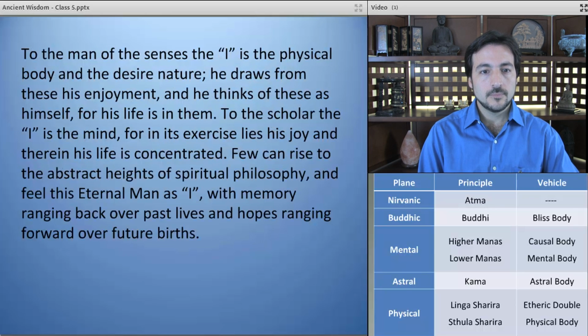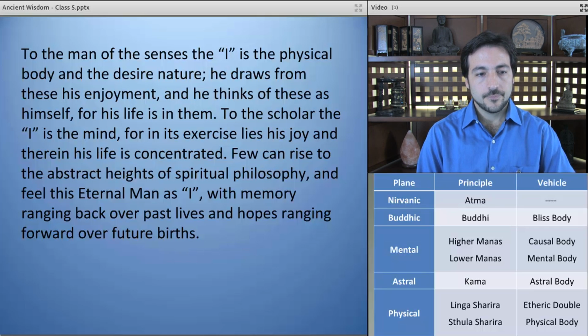To the man of the senses, the I is the physical body and the desire nature. He draws from these his enjoyment, and he thinks of these as himself, for his life is in them. To the scholar, the I is the mind, for in its exercise lies his joy, and therein his life is concentrated. Few can rise to the abstract heights of spiritual philosophy and feel this eternal man as I, with memory ranging back over past lives and hopes ranging forward over future births.